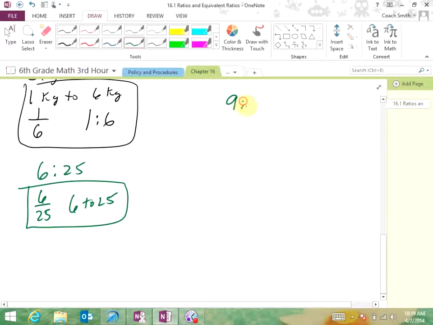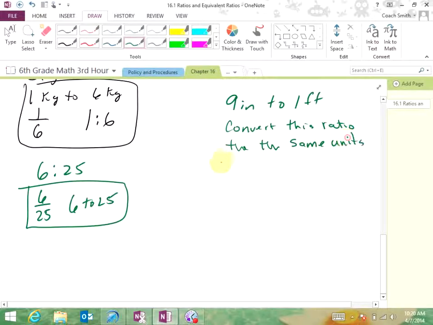Well, let's look at this one. 9 inches to 1 foot. Okay? Are those in the same unit of quantity? Is inches and feet or foot the same unit? No. So we have to convert this ratio to the same units before simplifying.